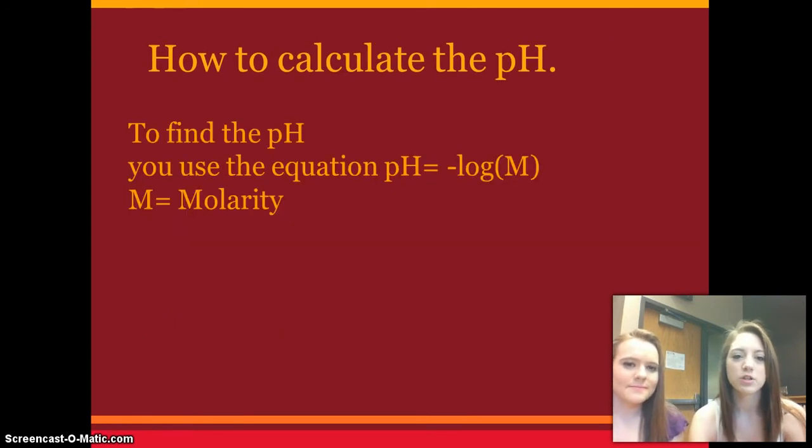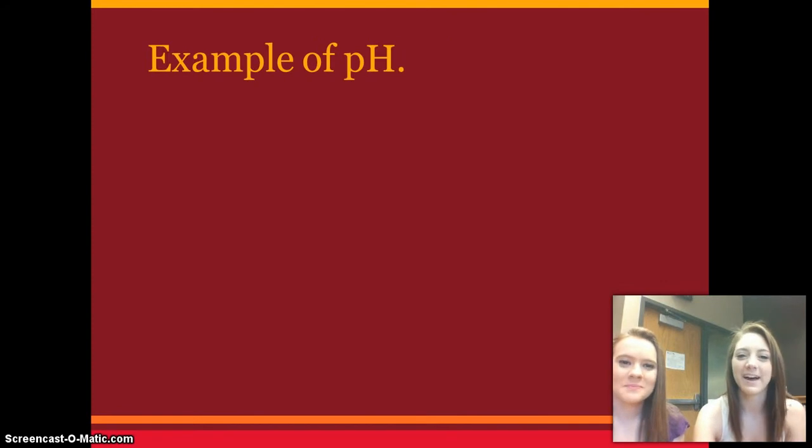To calculate the pH, you have to find the molarity, and then you just plug the molarity into this equation, which involves a log. I don't know if anybody knows what a log is, but that's just what you plug it into. It's on your calculator.